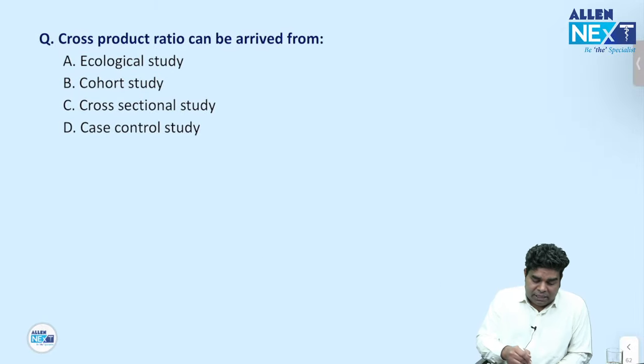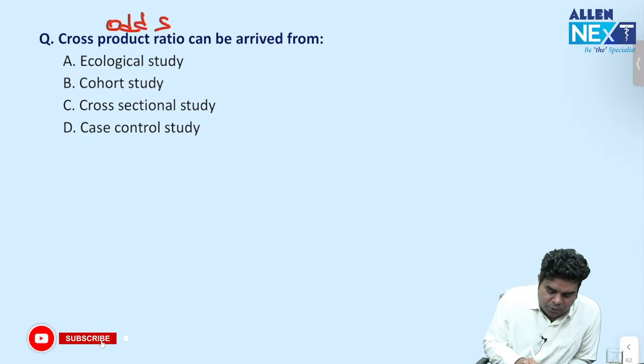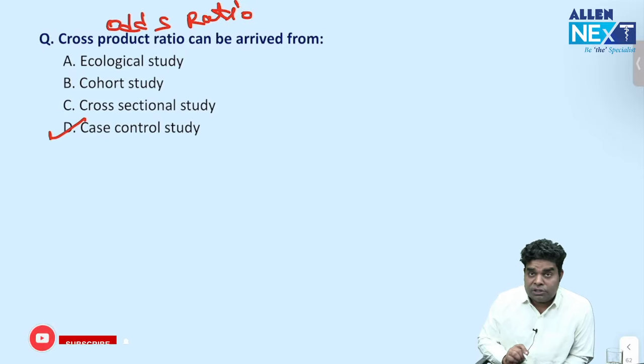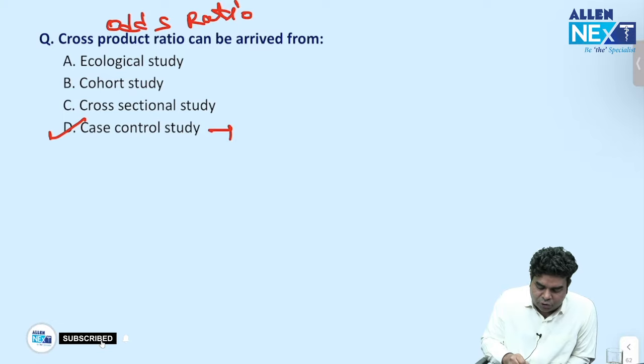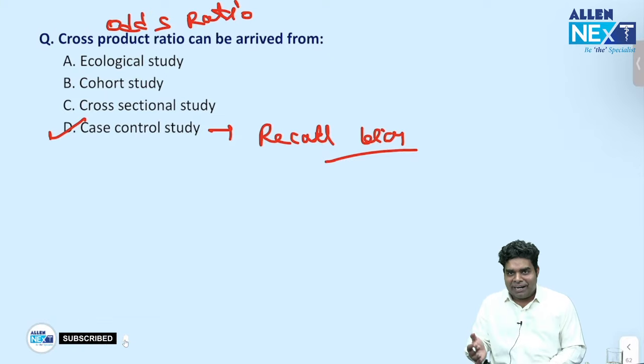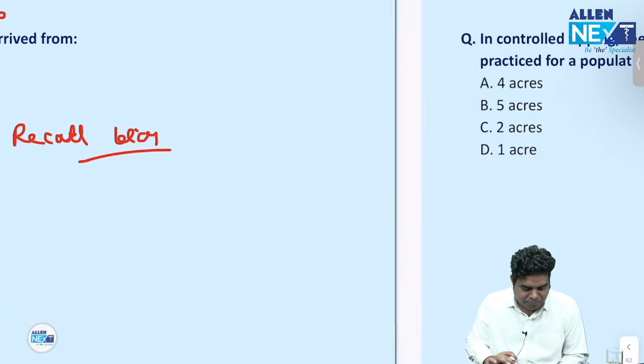Cross product ratio is the other name of odds ratio. And odds ratio or cross product ratio is used in case control study. Second thing is that case control study has recall bias because cases remember the past history but controls forget about it. So that is also there.